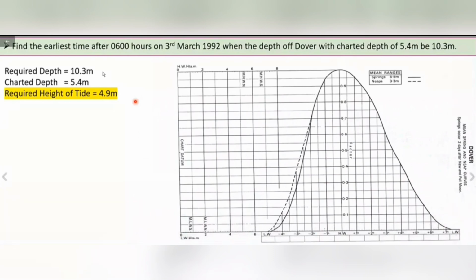So in the first question we were given a particular time and we wanted to find out what is the height of tide at that particular time. Now they have given us a height of tide and we have to find out at what time it is happening. So it is totally opposite to what we did in the first example. So let's go ahead and see how this is done.